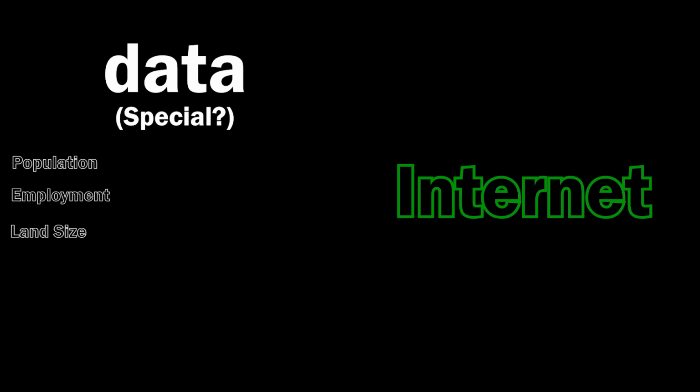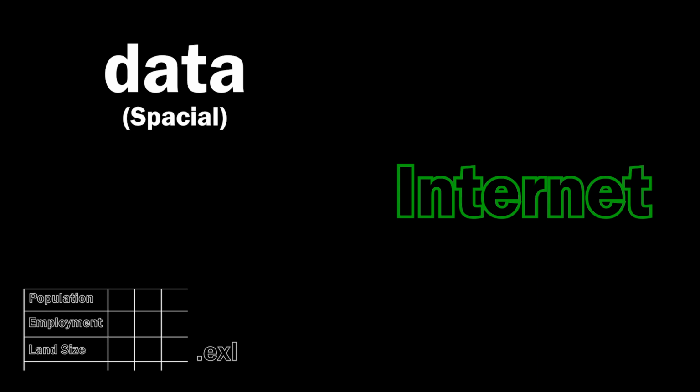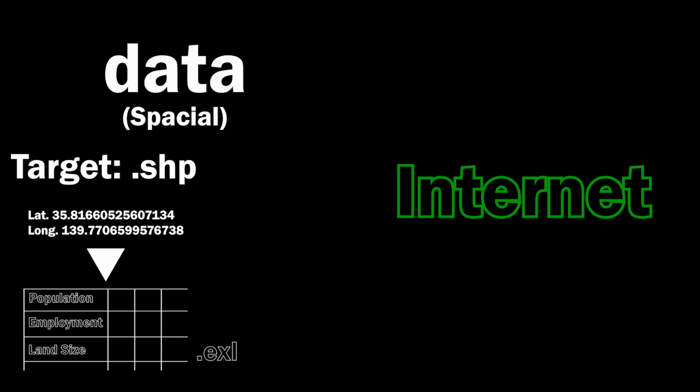First step here, go online, Japanese prefecture data. I'm not going to look for just data. If I ask for prefecture data, I might get populations by prefecture, employment rates, or land size, but the problem with that data is it's likely going to be in an Excel file. Don't get me wrong, Excel files are great, I love Excel, but I need spatial data. I need data that is located somewhere. So, I'm going to look for a shapefile.